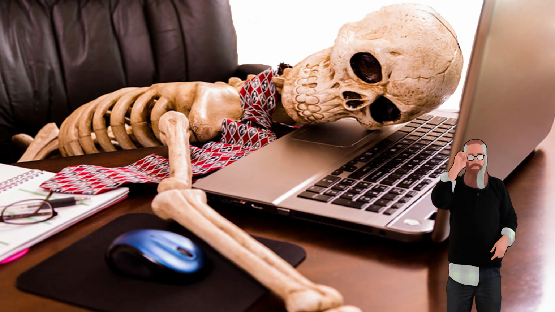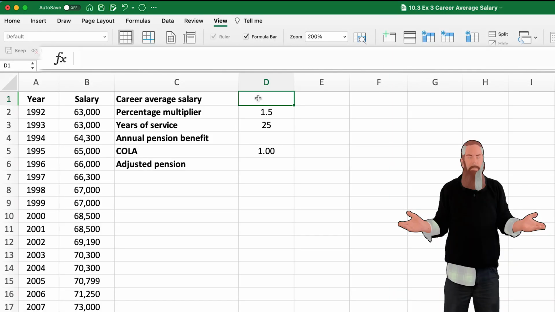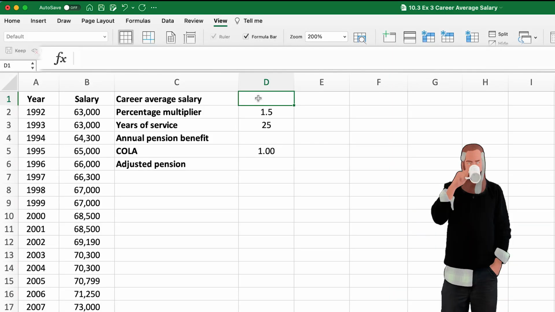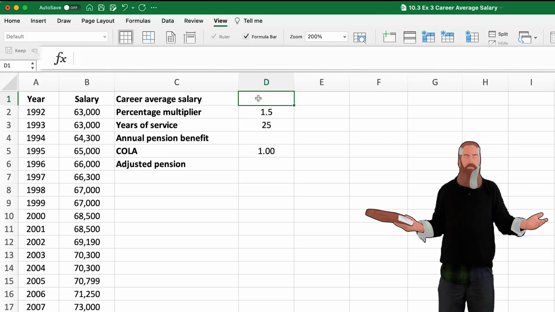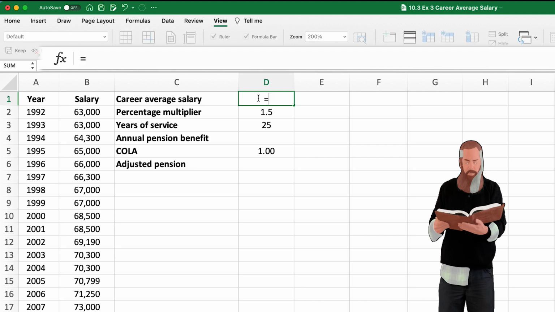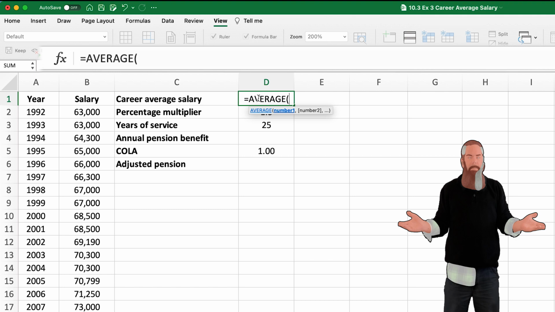So let's take a look at the Excel spreadsheet. The first thing we want to do is calculate the average career salary. And we're going to do this by saying equals average, open parenthesis, and then we're going to highlight all of those cells. Close the parenthesis and hit enter.